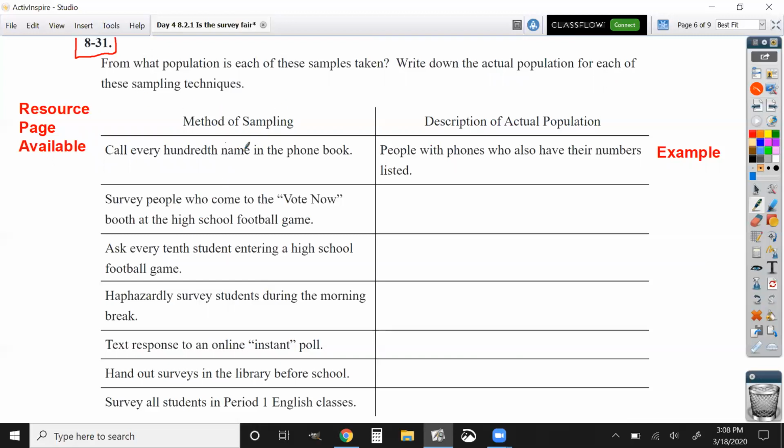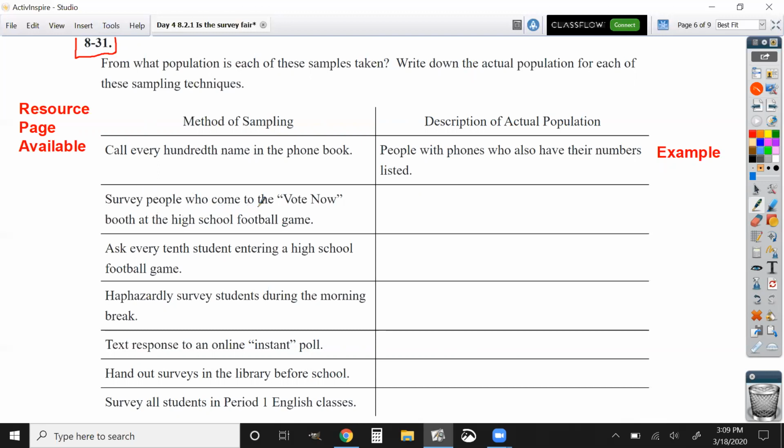So, method of sampling. You call every 100th name in the phone book. Description of the actual population. So the people that are being surveyed would be people with phones who also have their numbers listed in the phone book. So you're not getting people who don't have phones. There are a lot of people who got rid of their phones and only have cell phones, let's say, that are not listed in a phone book.